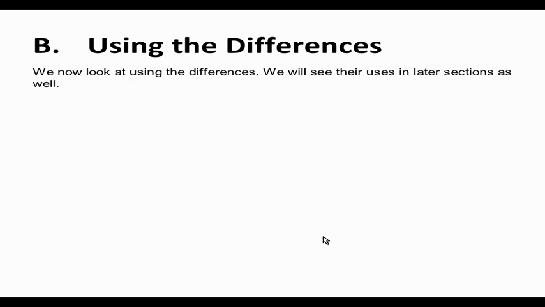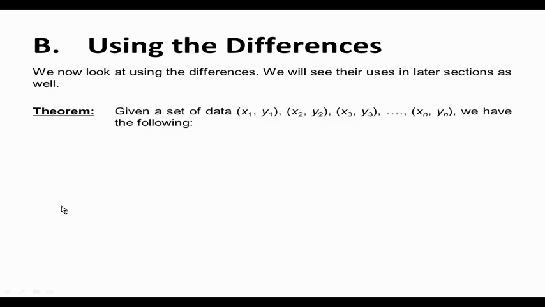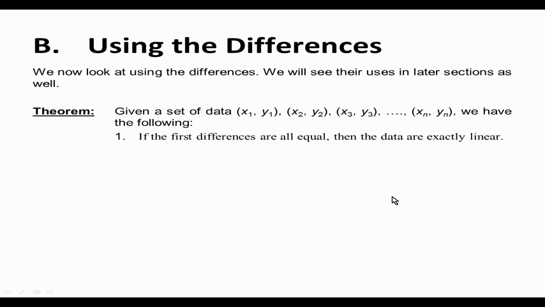Okay, we're going to look at some of the uses of the differences in this section. Later sections we'll see some other uses for it. Turns out they're really the same uses, just in disguised forms. So, theorem. Given a set of data, x1, y1, x2, y2, x3, y3, and so on up to x sub n, y sub n, we have the following. Number one, if the first differences are all equal, then the data are exactly linear.